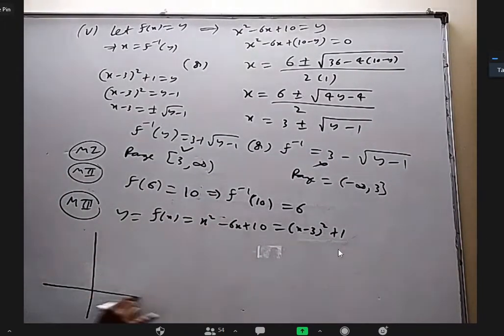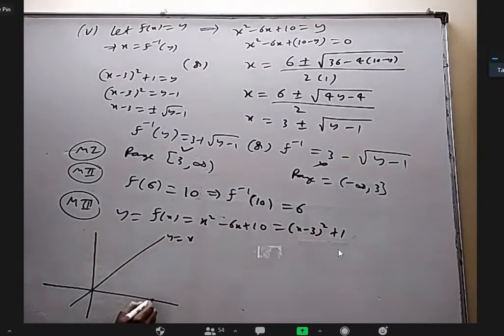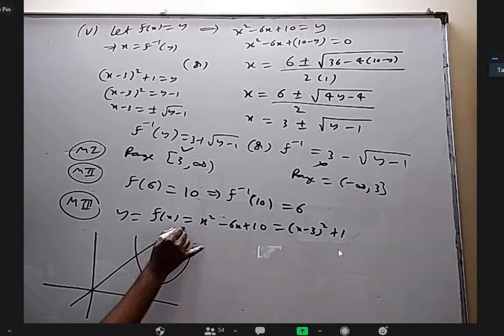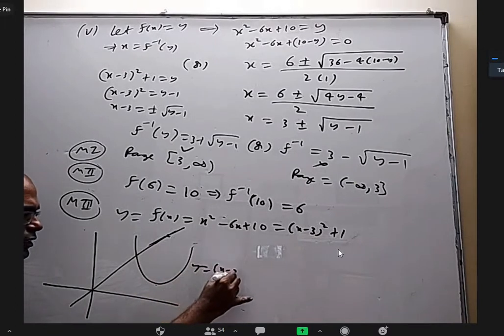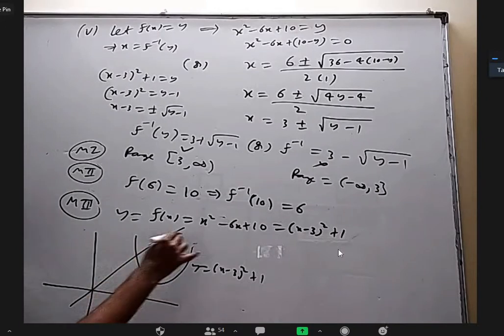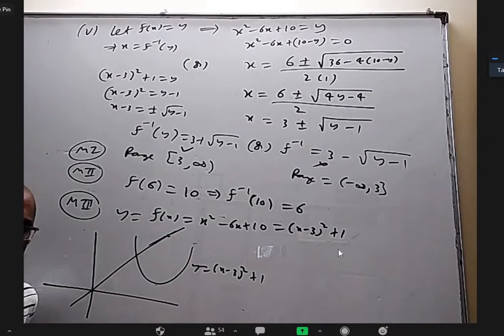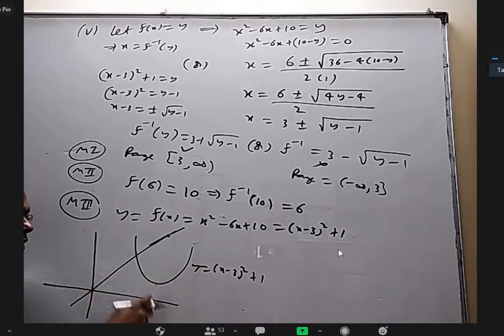So if this is the line y equal to x, this is the point 3, 1, and it will be somewhat like this. Okay, this is the graph of y equal to x minus 3 whole square plus 1. From this graph, can you tell me, does this graph represent a bijection? No, because any horizontal line will intersect twice. So 2 different x values have the same y value. It is not one-one.